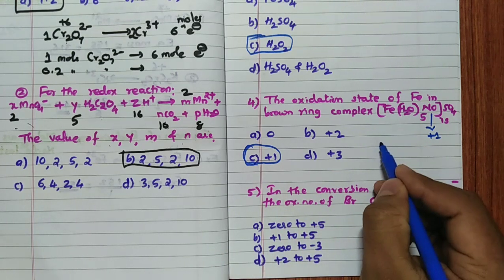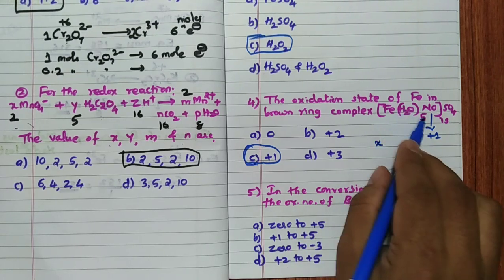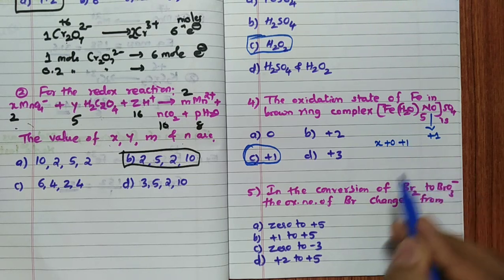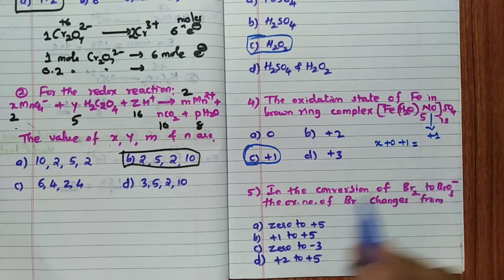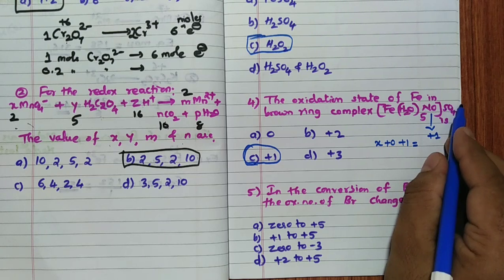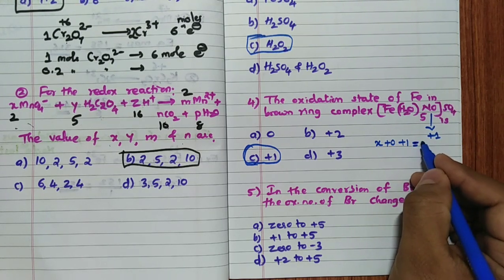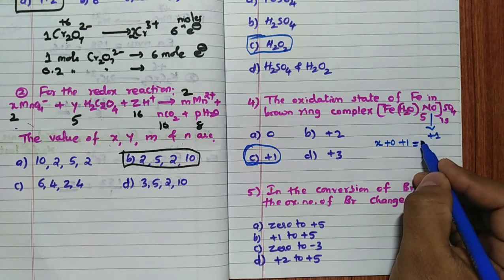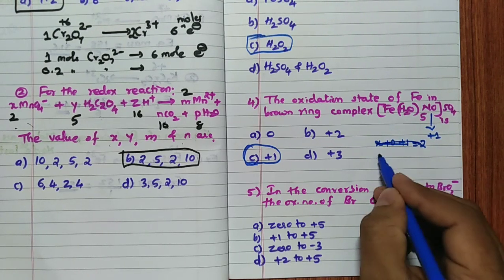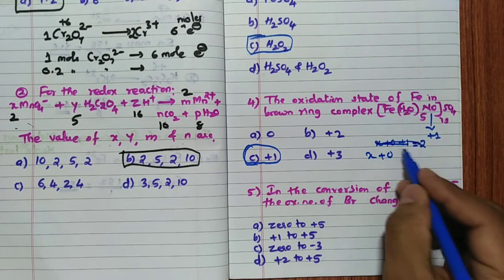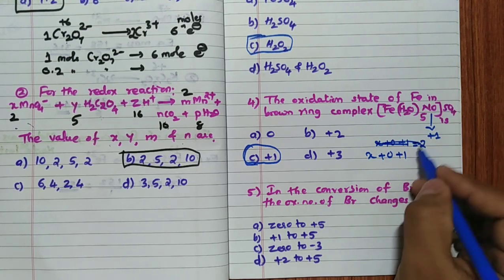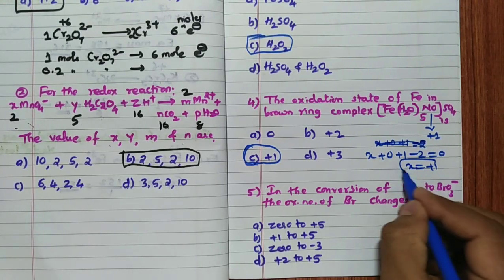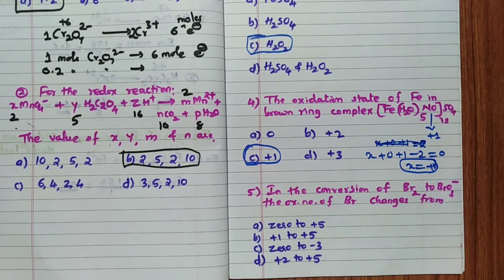Now, Fe is X, correct? H2O is a neutral ligand, we already know that, 0. So here NO is plus 1, right? SO4 is minus 2. I'll write it like this: X plus 0 for water, plus 1, and SO4 is minus 2, is equal to total 0. So X is equal to plus 1, you will get like this. Plus 1 is the answer here.